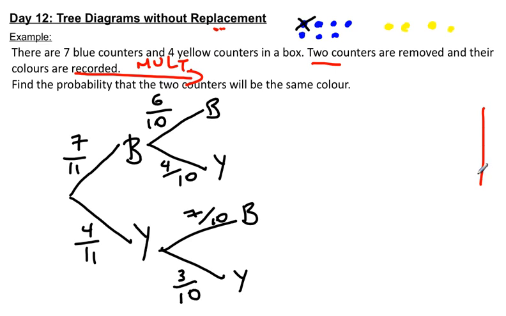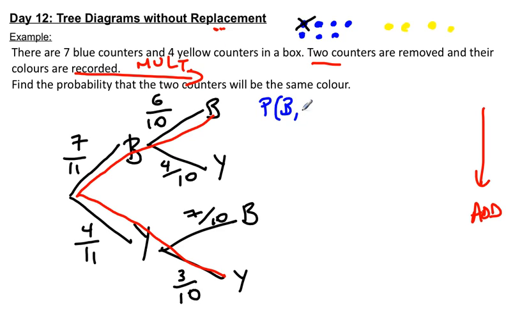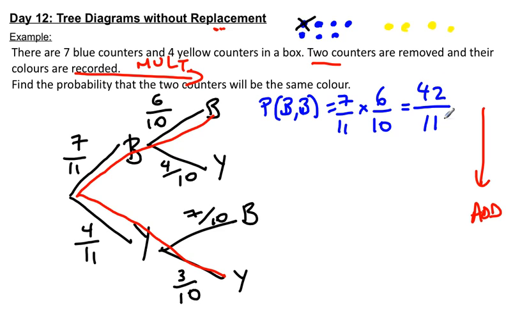And once we have our answer, we're going to add. So find the probability that 2 counters will be the same color. So we can look at this route, and we can look at this route here. Let's get the blue one. So probability of blue is 7 out of 11 times 6 out of 10, which is 42 over 110.